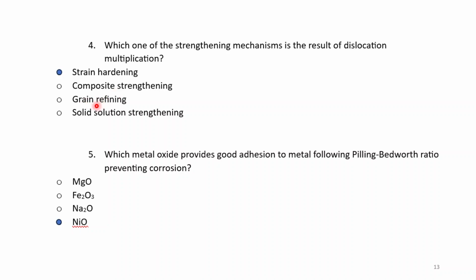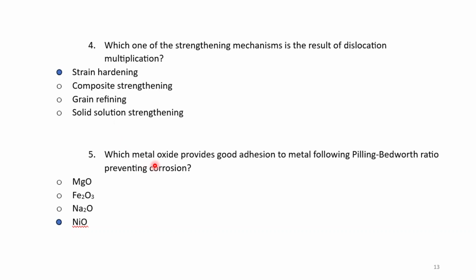In case of grain refining, you'll be reducing the grain size of the material, and that's why these grain boundaries will prevent dislocation movement and will provide strengthening to the material. In case of solid solution strengthening, you'll be adding some other element to this material, and this particular element will introduce some strain fields in the material which will interact with the dislocations that will be moving, so that will also increase the strength of the material.